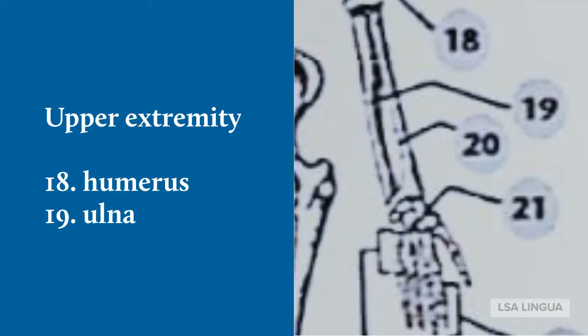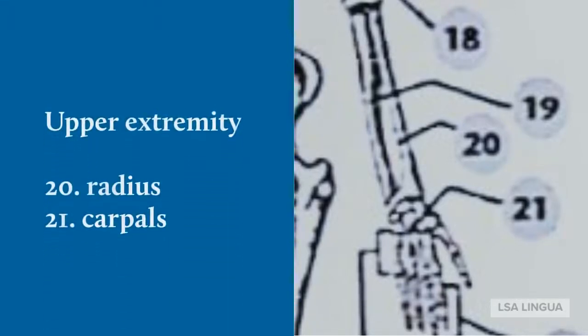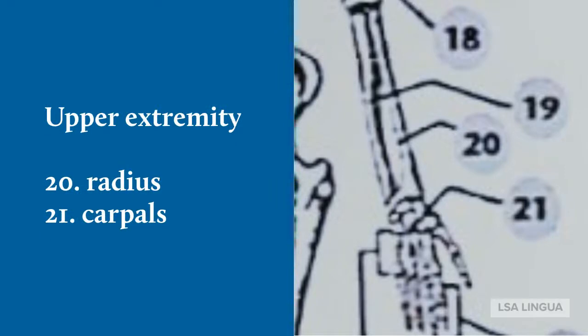18. Humerus. The long bone in the upper half of your arm between your shoulder and your elbow. In 19, we find ulna, a long, thin bone in the lower part of your arm. In 20, we find radius, the thicker of the 2 bones in the lower arm. In 21, carpal, we find the wrist bones.